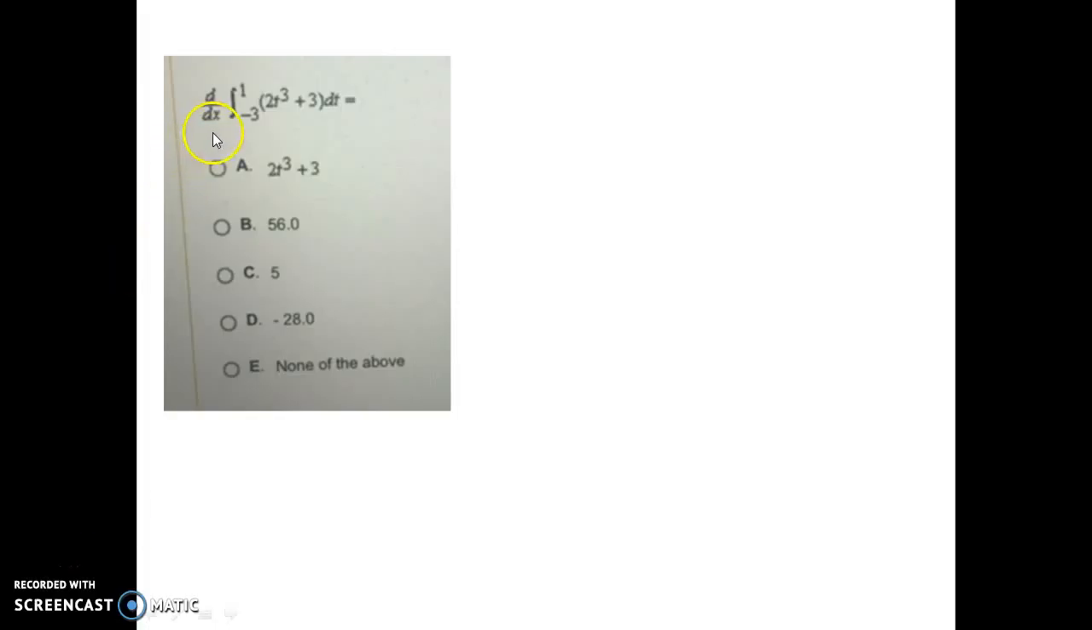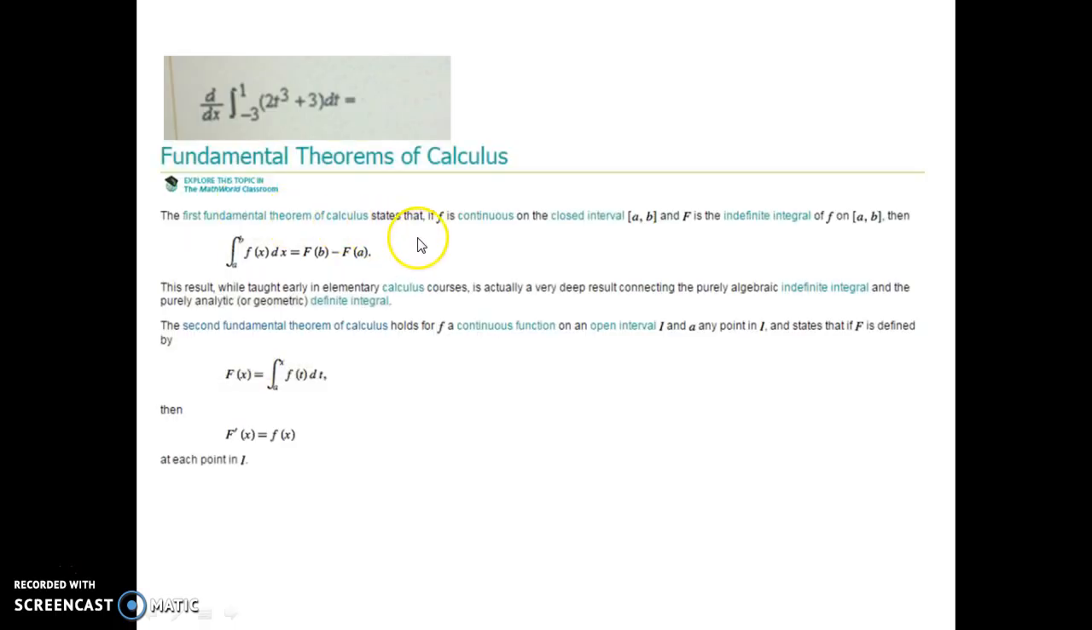Hey, before we get started, I want to point out something about Apex that's a little weird. They list the first and second fundamental theorems of calculus backwards. So the first fundamental theorem of calculus is that you can evaluate the integral over a closed interval by subtracting the antiderivatives.